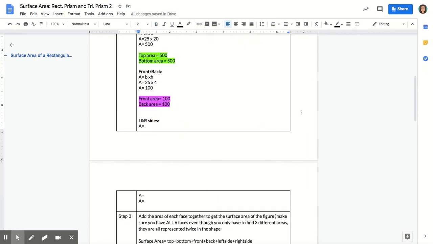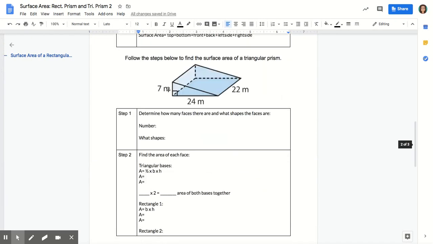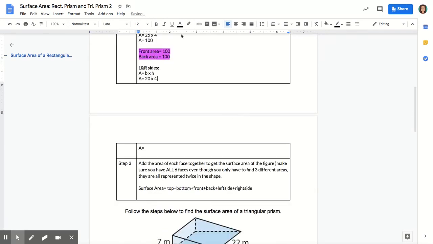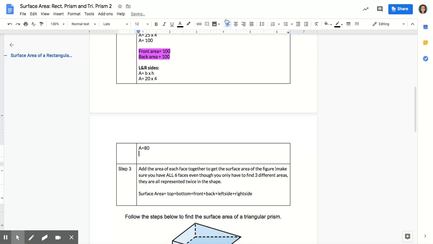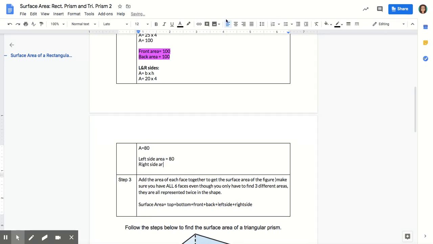For left and right side, again, it's a left and right side. So its area is base times height because it's a rectangle. And we said that the base was 20 and the height was 4. So 20 times 4. So that means that 20 times 4 is 80, when we put it in a calculator. So that means that the left side area is 80, and the right side area is also 80. Okay? I'm going to highlight that in the blue color.